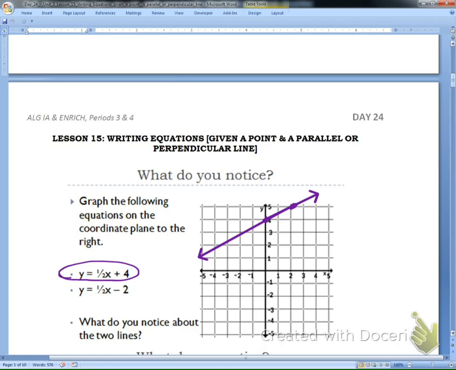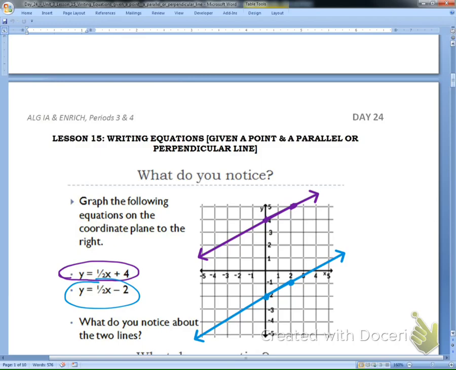Alright, let me change my pen colors here for you. And now I'm going to graph the second line. I'll start at the y-intercept of -2, plot that point, use my slope to find the next point, so I go up 1 over 2, and then I connect the dots with a straight line. Alright, what do we notice about these two lines? Think about that for a second. We'll compare it to the next two.